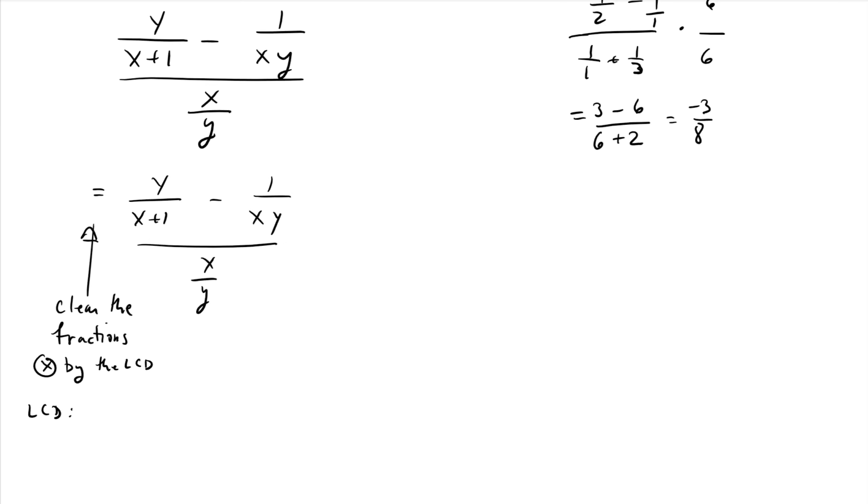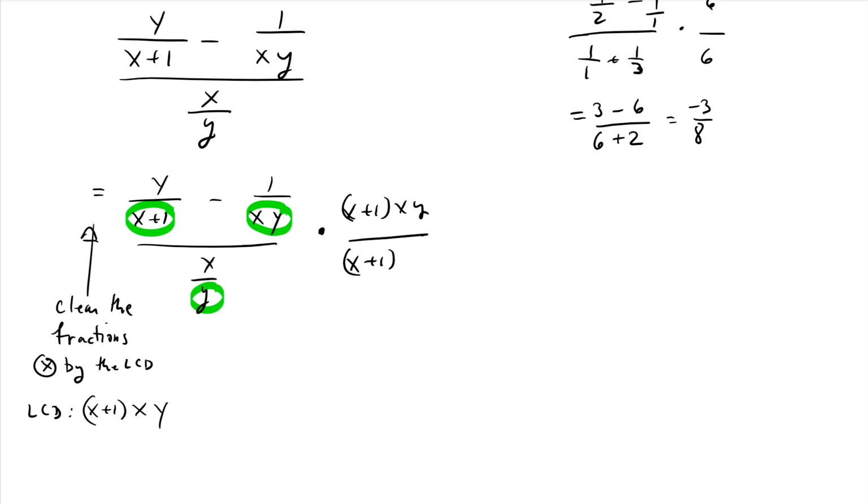Well, what are the denominators? x plus 1, x times y, and y. So I need something in which I can fit all these factors. Clearly I need one factor of x plus 1, one factor of x, and one factor of y. That's my LCD. So I'm going to multiply and divide by this, x plus 1, x, y, and do the same thing here, x plus 1, x, y.